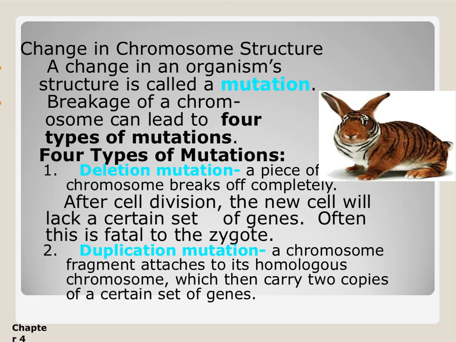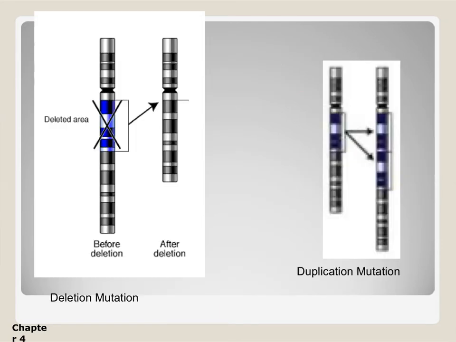So they're going to lack genes. Usually this is fatal to the zygote, so it would not actually ever develop, and it would become a miscarriage if you even knew you were pregnant. The next one is duplication. This is where a chromosome fragment attaches to the homologous chromosome, and then instead of one copy, it has 2 copies. So it has more copies of the genes than is needed.